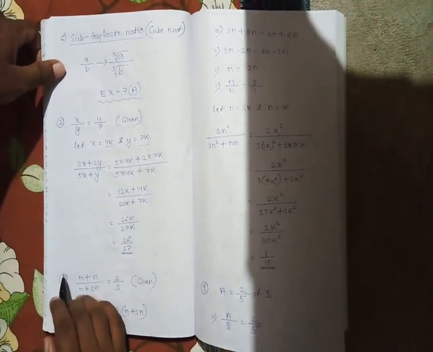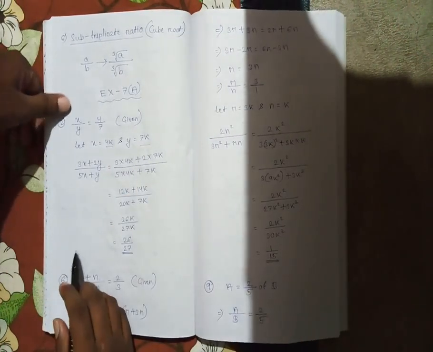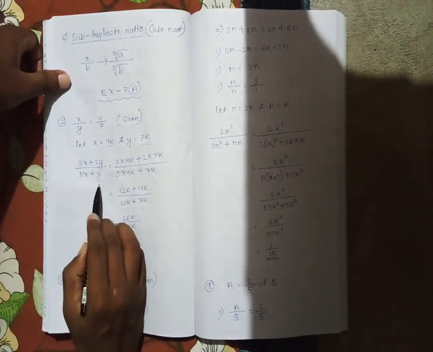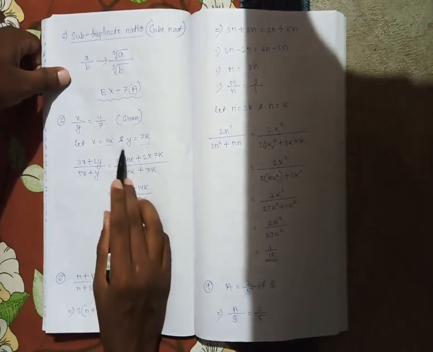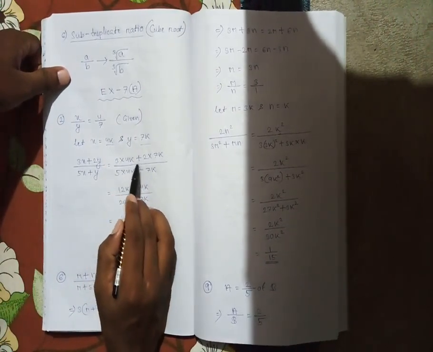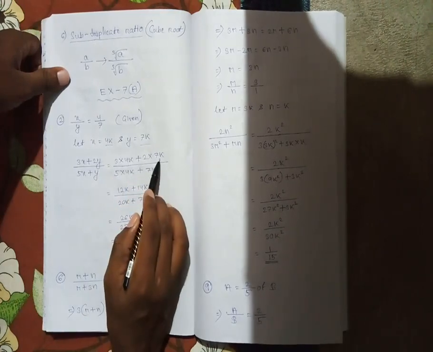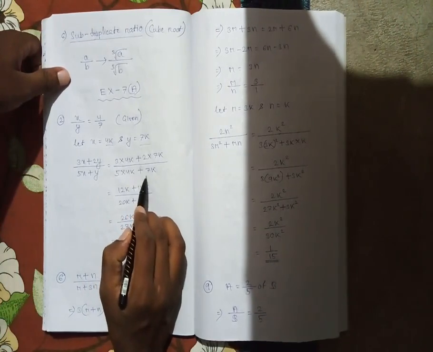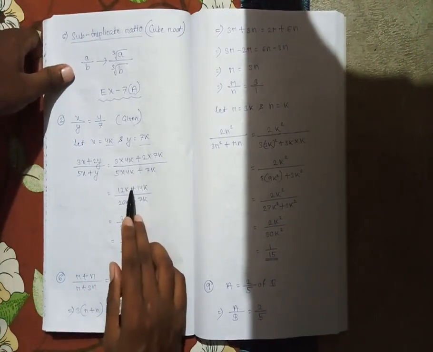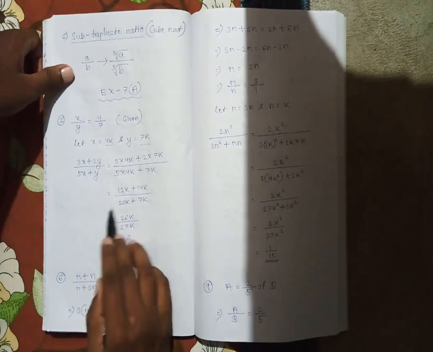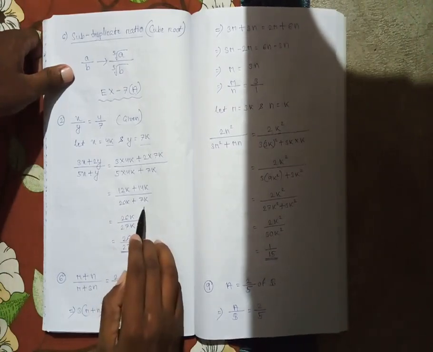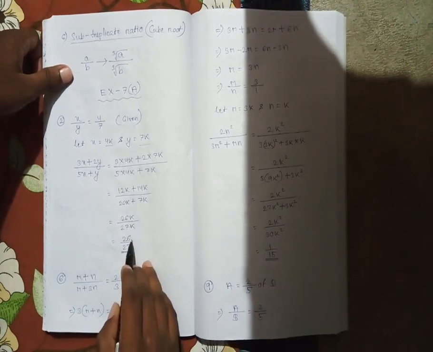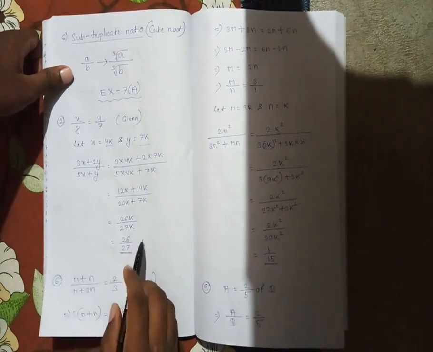Now let us find the ratio between 3x plus 2y and 5x plus y. So 3x plus 2y by 5x plus y is equal to 3 into 4k plus 2 into 7k, by 5 into 4k plus 7k. On simplifying we get 12k plus 14k by 20k plus 7k, that is equal to 26k by 27k. K cancel, 26 by 27. So this is the answer.